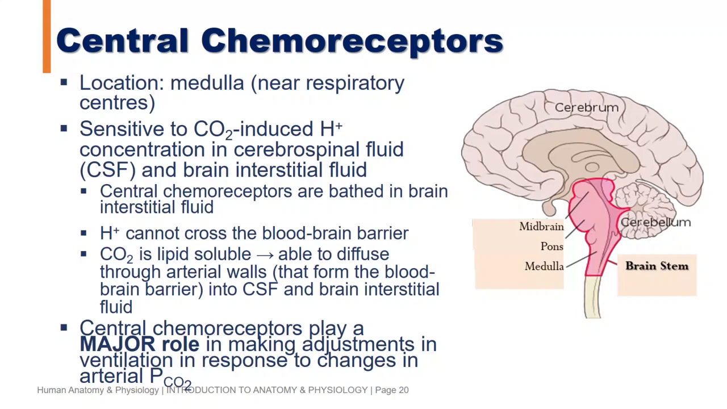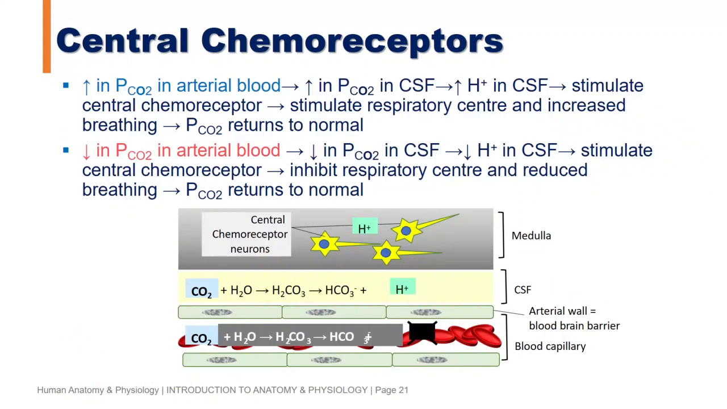For central chemoreceptors, if there is an increase in the partial carbon dioxide in your arterial blood, there will also be an increase in the partial carbon dioxide in the CSF, and an increase in the hydrogen ions in the CSF, which will stimulate central chemoreceptors. At the same time, it will also stimulate the respiratory center and increase breathing. After that, your partial carbon dioxide returns to normal.